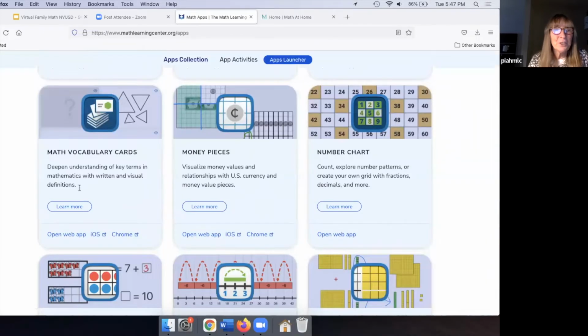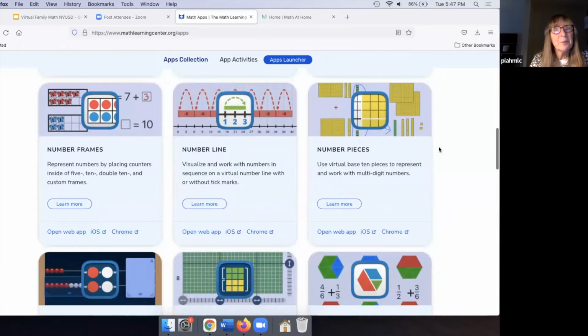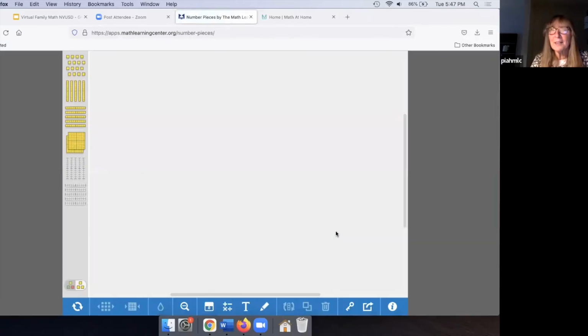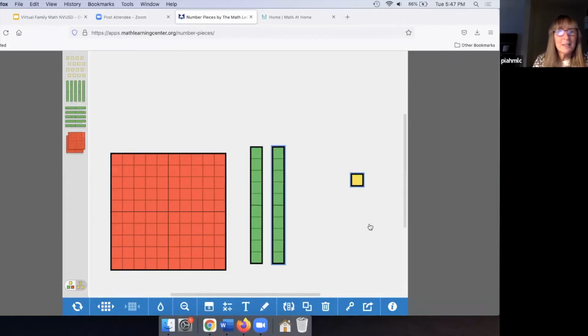All right, I want to show you just 2 more apps. One is the number pieces, which resemble place value pieces. Maybe you had these in school. So you might remember the base 10 pieces. And this app will allow you to change the color of the pieces. So the hundreds are red, the tens are green, and the ones would be just one, yellow. So I can take my hundreds and drag my tens and add some ones.